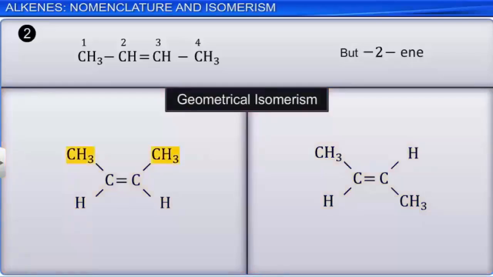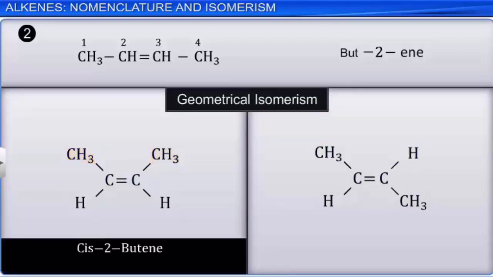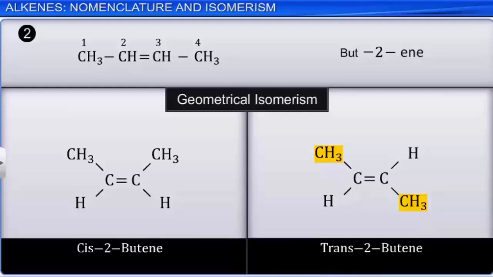When the two CH3 groups attached to each carbon atom of the double bond are on the same side, the isomer is called a cis isomer. On the other hand, when the two CH3 groups attached to each carbon atom of the double bond are on the opposite sides, the isomer is called a trans isomer. Due to the difference in the spatial arrangement, cis and trans isomers have different melting points, boiling points, dipole moment, solubility, and many other properties.